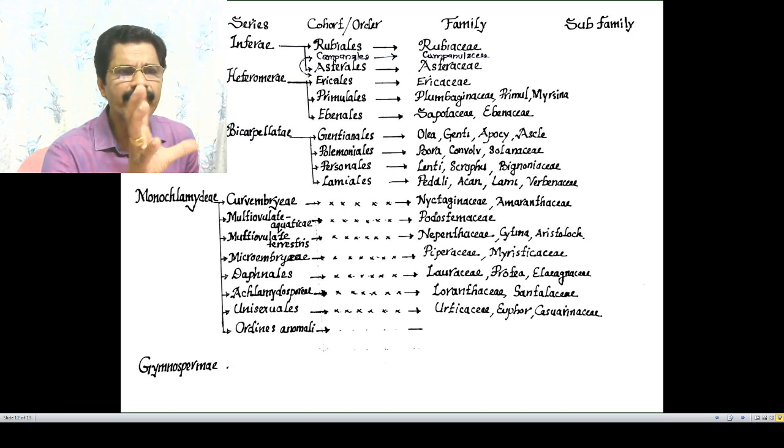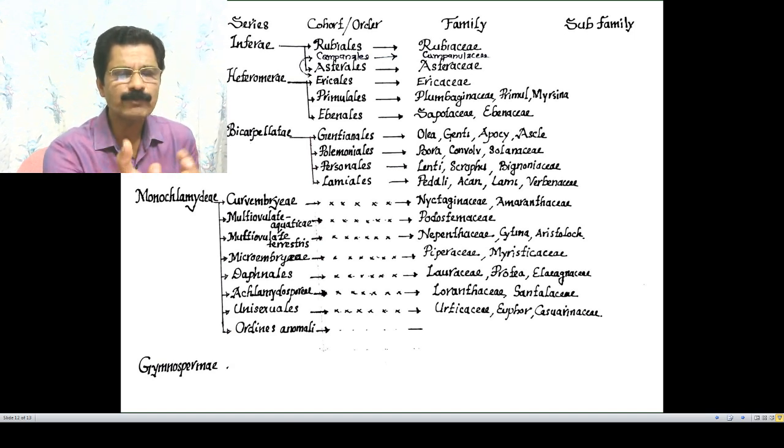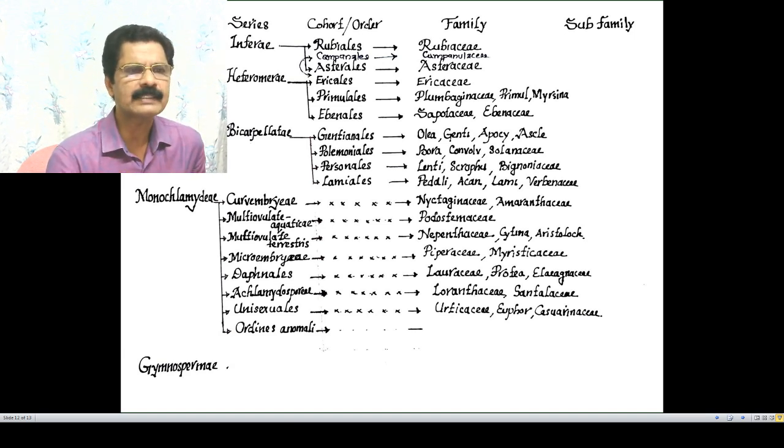Gamopetalae means petals fused and the stamens always attached to the petals, or the epipetalous condition is there. Epipetalous condition plus the petals fused. Gamo means fused, petalae means petals. Gamopetalae: fused petals with the epipetalous condition in the majority of cases.